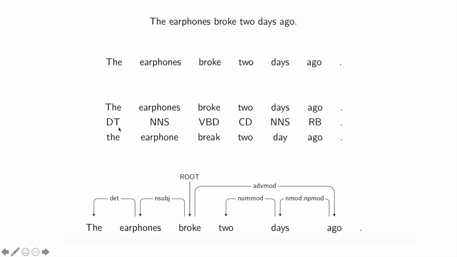For example, DT refers to determiner, and NNS is for noun, in this case the plural noun. VBD is for verb in the past tense, broke. CD is a cardinal number, and NNS again is a plural form. And RB is the adverb.